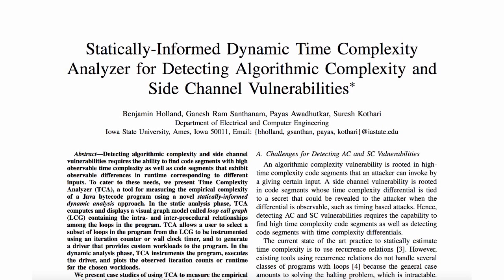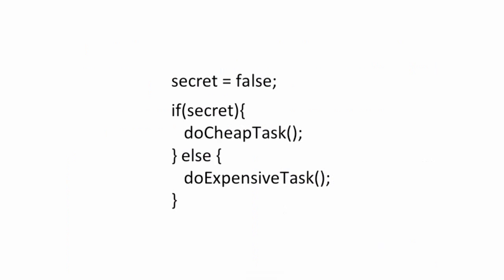Vulnerabilities to algorithmic complexity attacks arise in software when an adversary is able to construct an input that leads to high resource usage in either space or time. A related vulnerability is the existence of a side channel in a program, which is an unintended channel of information about a secret that is revealed to the adversary through a program's runtime or output.